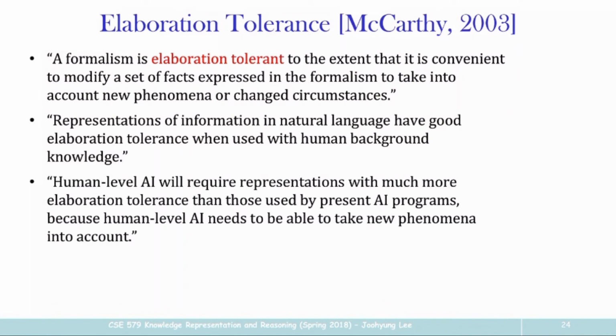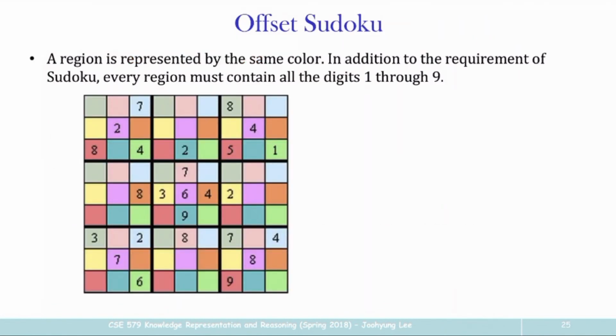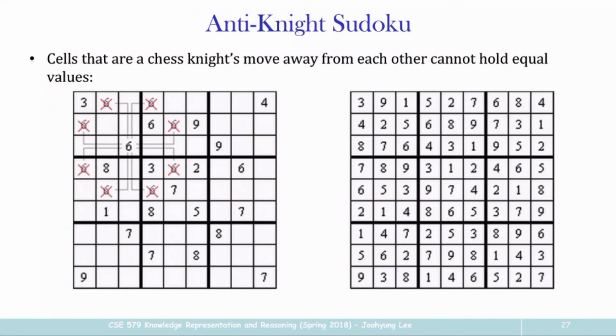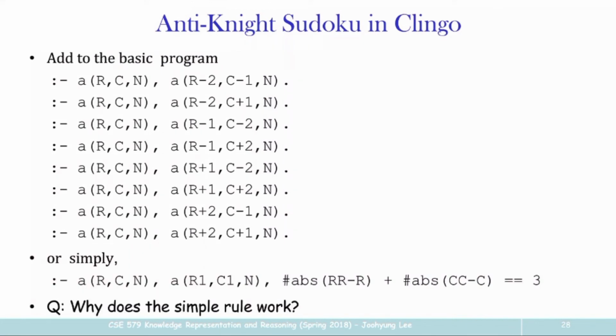Actually, let me go through this maybe next time in more detail, but next time what we are going to do is solve variations of this Sudoku puzzle. There is an offset Sudoku puzzle where, in addition to the original problem, you have the colored regions here. So this forms another constraint. Okay, we'll solve this puzzle. And the anti-knight Sudoku puzzle. Actually, I'm going to say that next time.